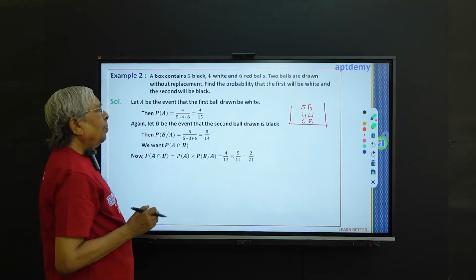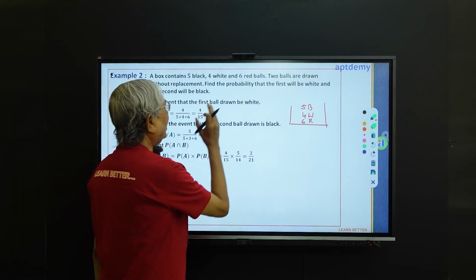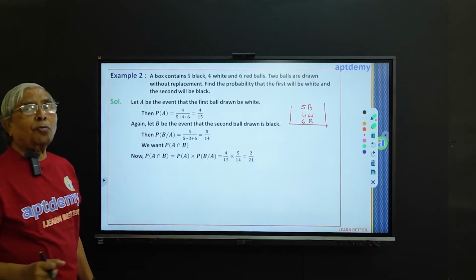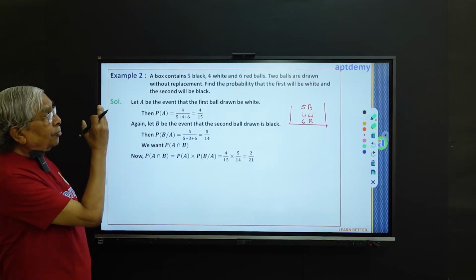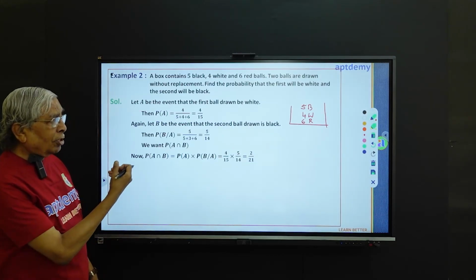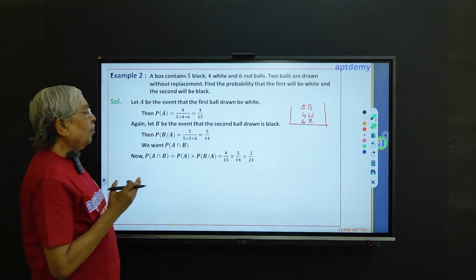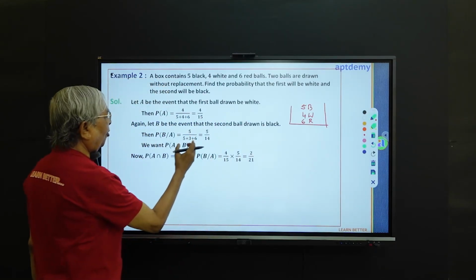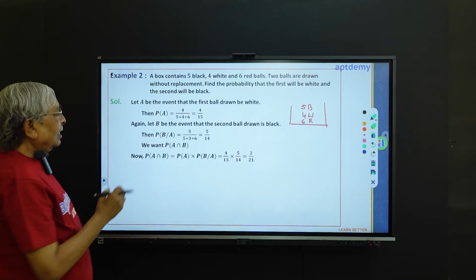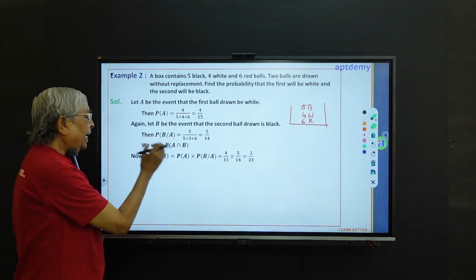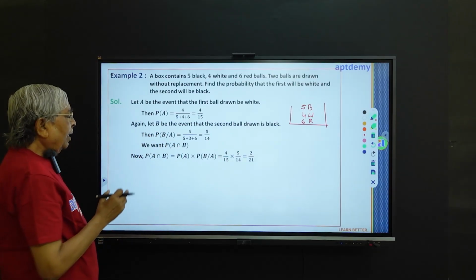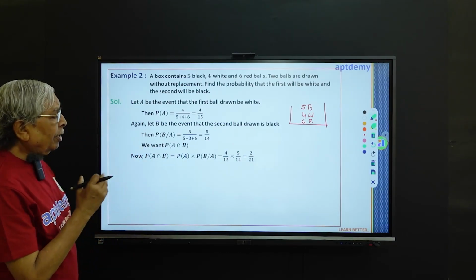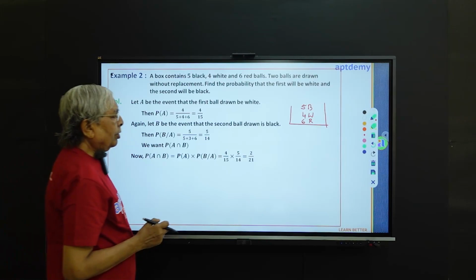Here in this problem, you are asked to find the probability that the first will be white. So first you find the probability of a white ball, and next, since it is without replacement, one ball is taken, so the remaining number of balls is 14. So how many black balls are there? 5 by 14. Now what do you want? That is P of A intersection B. We know that P of A intersection B is P(A) into P of B by A. So the required probability is 2 by 21.